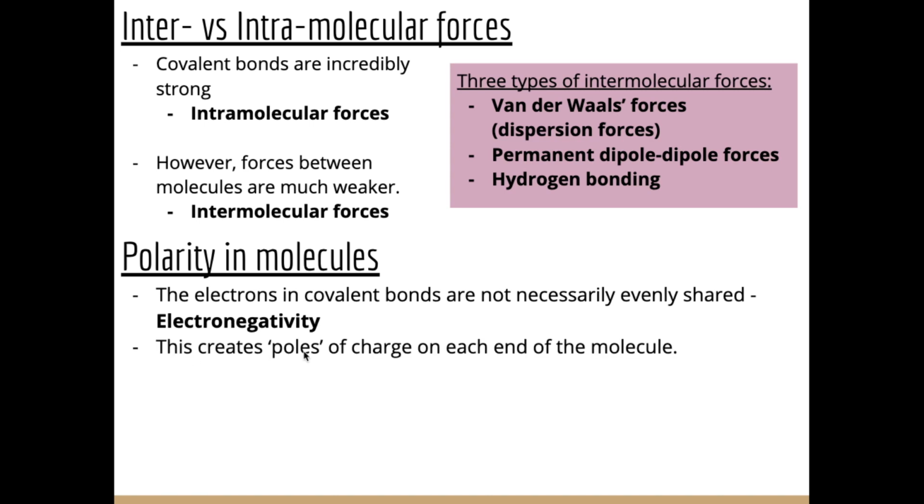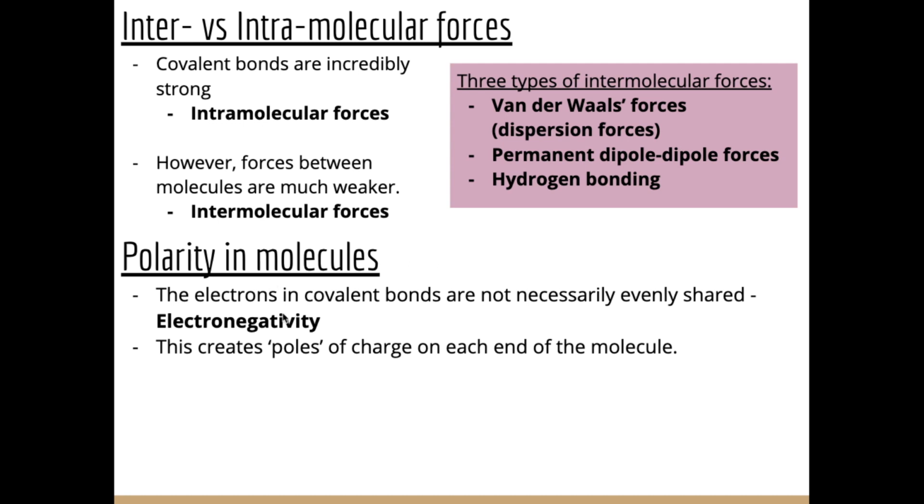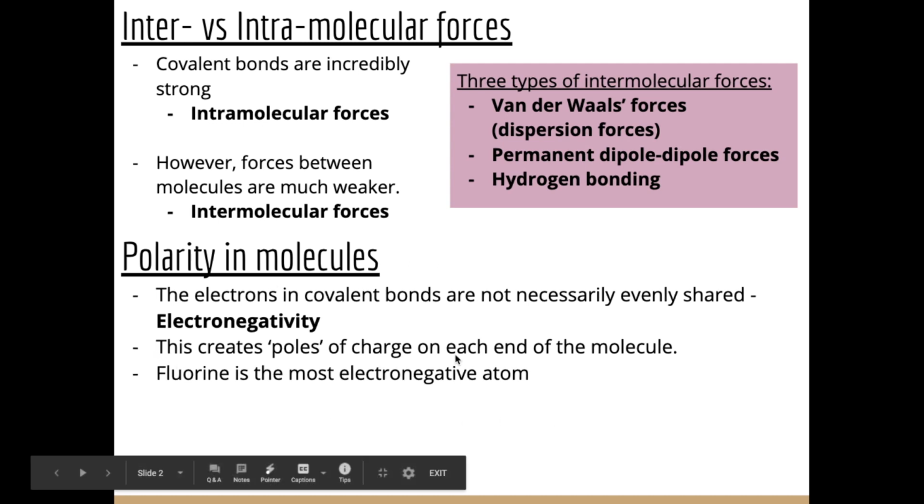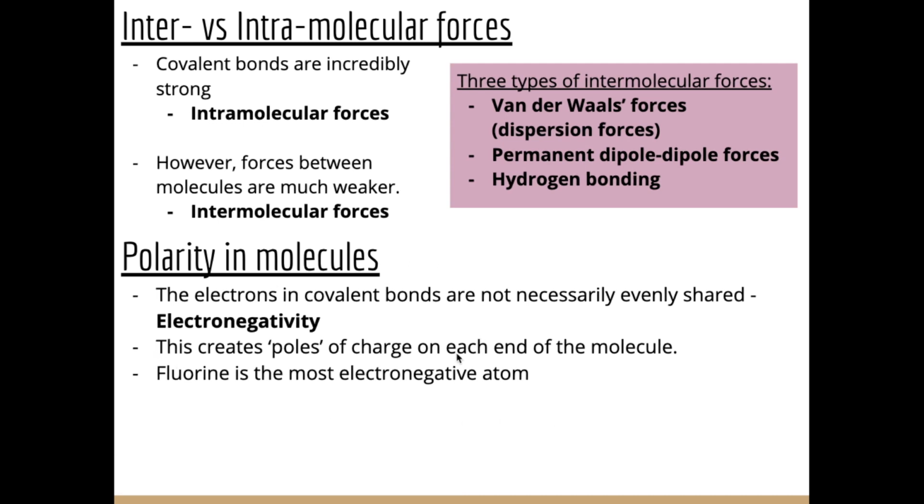Let's look at it. We create a pole of charge on each end of the molecule. So if we've got something that is holding the electron pair a lot closer to it, then it's going to have a slightly more negative charge because that electron pair is being held a little bit closer to it. We're going to look at some examples to explain that more in just a moment. Fluorine is our most electronegative atom.